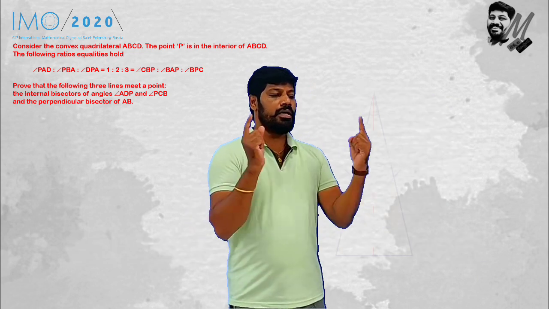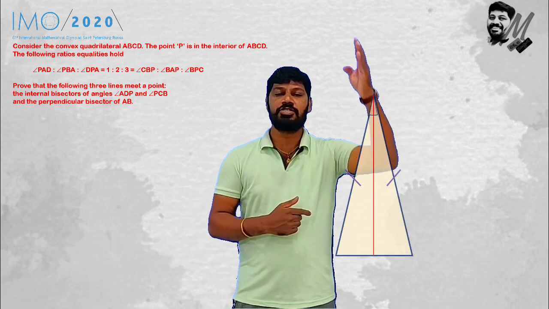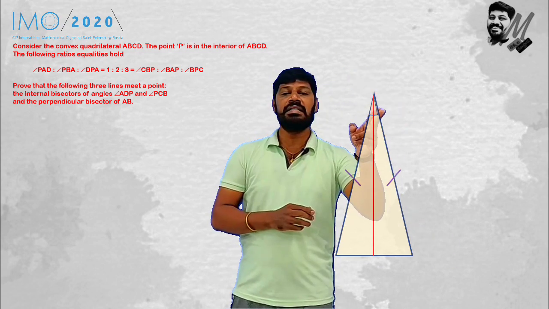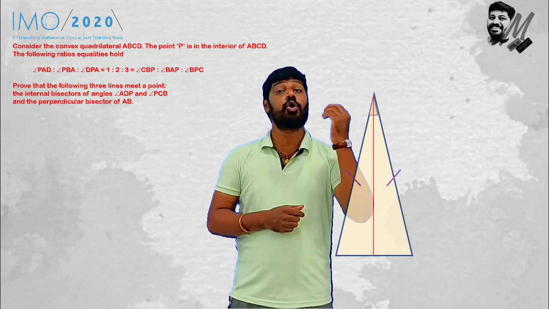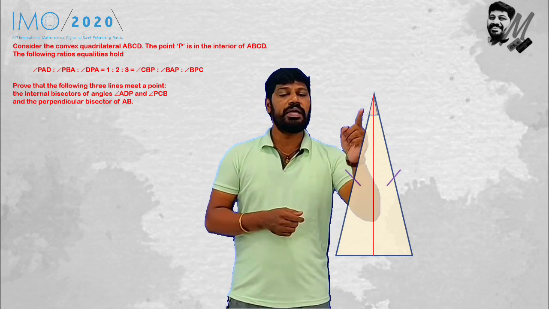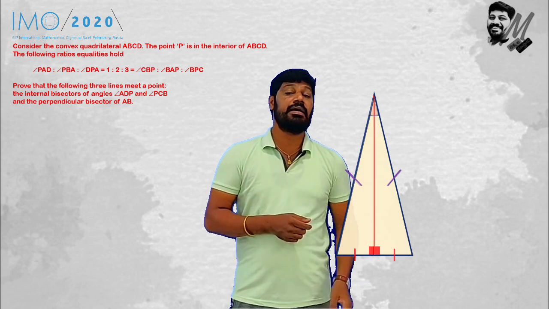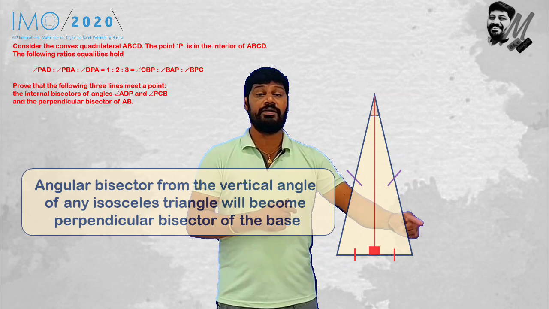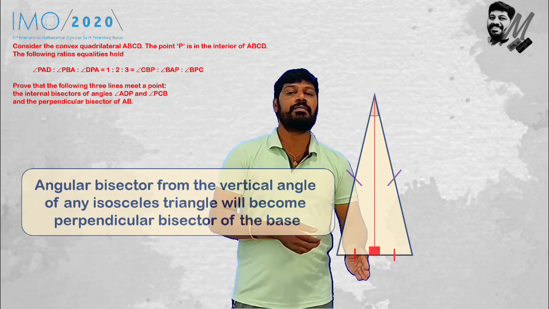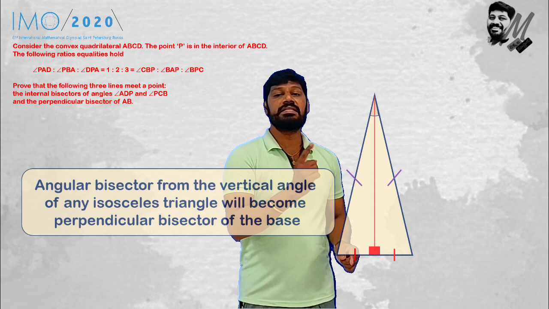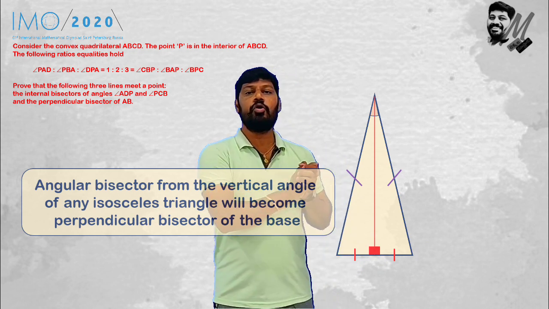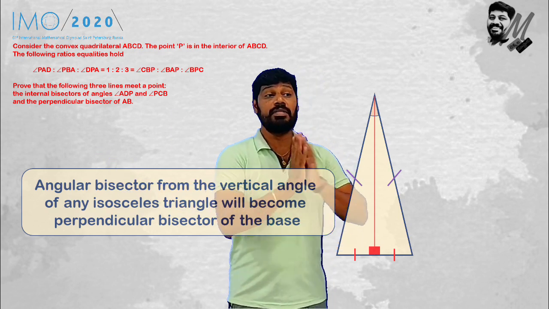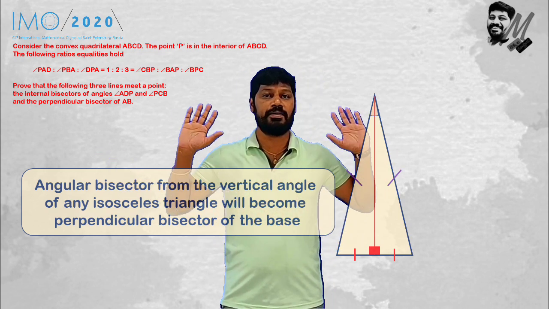And finally, consider this. This is an isosceles triangle. Consider these two are equal sides. The angle between the equal sides we call the vertical angle. For this vertical angle, if you draw the angular bisector, this angular bisector is going to be the perpendicular bisector of the base, which means this angular bisector will bisect the base at 90 degrees. So these are the four concepts we are going to use in the solution of this problem. Apart from these four, I am not going to use any other concepts of geometry.